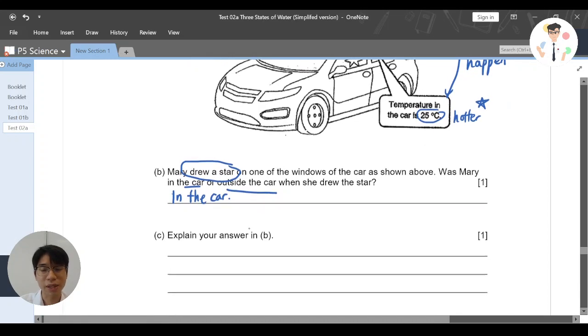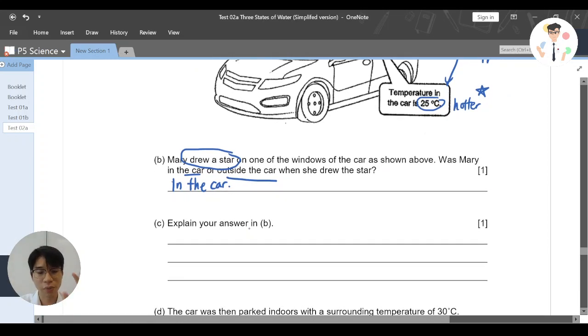So the first thing you should explain is the temperature. The temperature inside is warmer than outside. So let's explain this. The temperature of the air inside is warmer than outside.